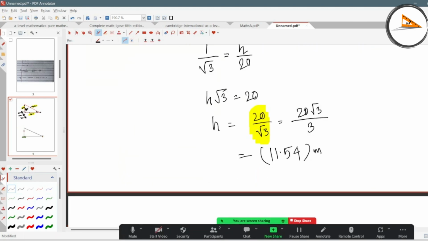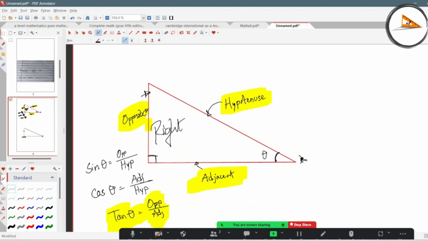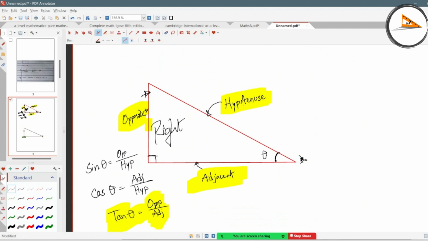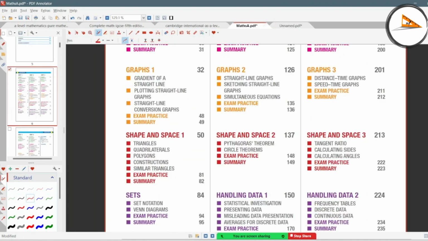Okay, Isra. We will have a lot more discussion on trigonometry in our upcoming classes. Just keep these very basic things in mind. This textbook contains lots of chapters on trigonometry. And tan has an important relationship with the gradient. So look at Shape and Space 3, tangent ratio, calculating sides, calculating angles. They are trigonometry chapters. You can just give them a look and we'll do the rest later.